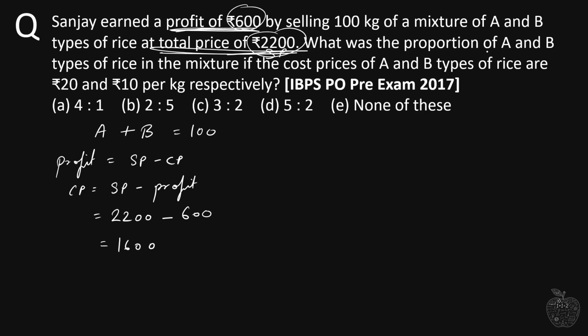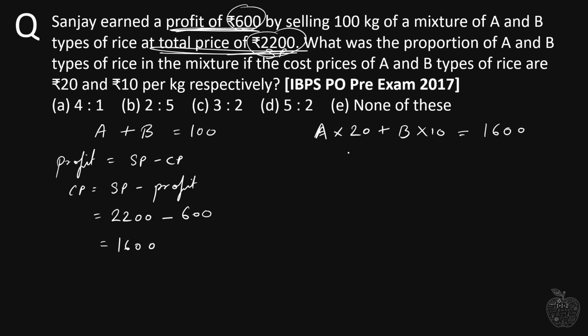Now what was the proportion of A and B types of rice in the mixture if the cost price of A and B types of rice are 20 rupees and 10 rupees per kg respectively? Now Sanjay bought A kg of A type rice at 20 rupees per kg, plus he bought B kg of B type rice at 10 rupees per kg. Now this total will give me the cost price for Sanjay. But we already know that cost price here is 1600. So let's substitute it here, and this entire value is 1600.